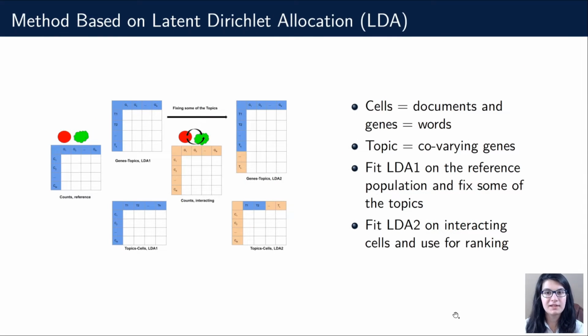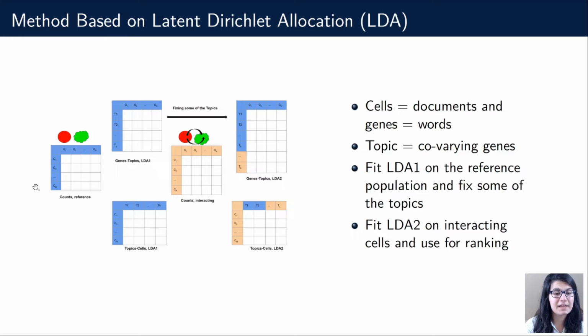Here, we present an alternative to the approach described earlier. Our method, that's based on latent Dirichlet allocation, does not require prior clustering or generation of synthetic reference profiles. In our setting of LDA, cells are equivalent to documents, genes are equivalent to words, and a topic is essentially a group of covariant genes. Word frequencies correspond to gene counts.